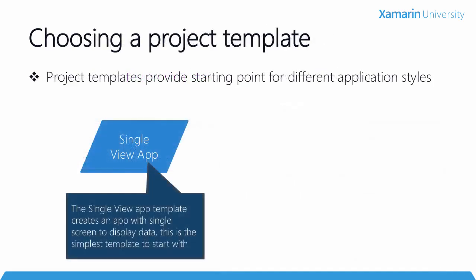The first project style we're going to focus on is the single view application. This is the simplest project template available, and it's the one that we're going to use today. It creates an application structure with a single empty page declared in a designer file that's ready for you to add controls to. Many applications will begin with this template.